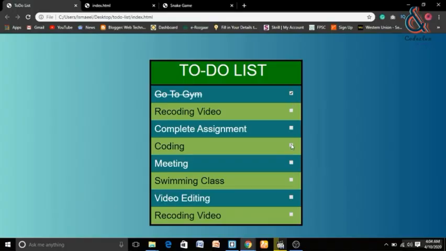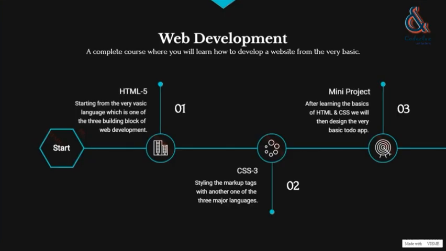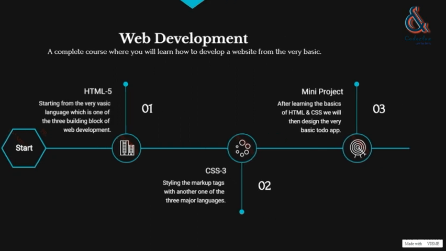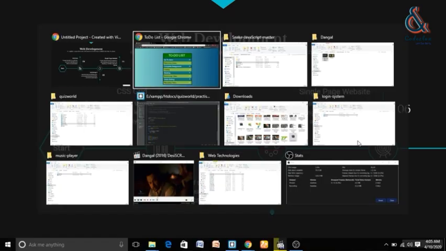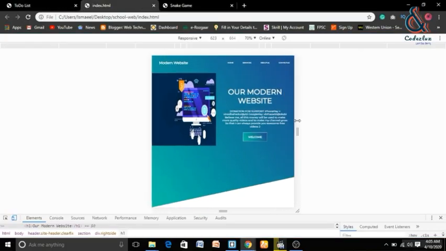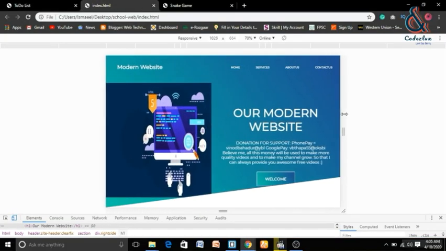After learning these two, we will design a very simple to-do app. Then we will move on to some advancement and we will learn CSS grid layout, and also from that we will learn the HTML, CSS framework known as Bootstrap. After learning Bootstrap, we will then practice them by designing a responsive and clean single-page website.